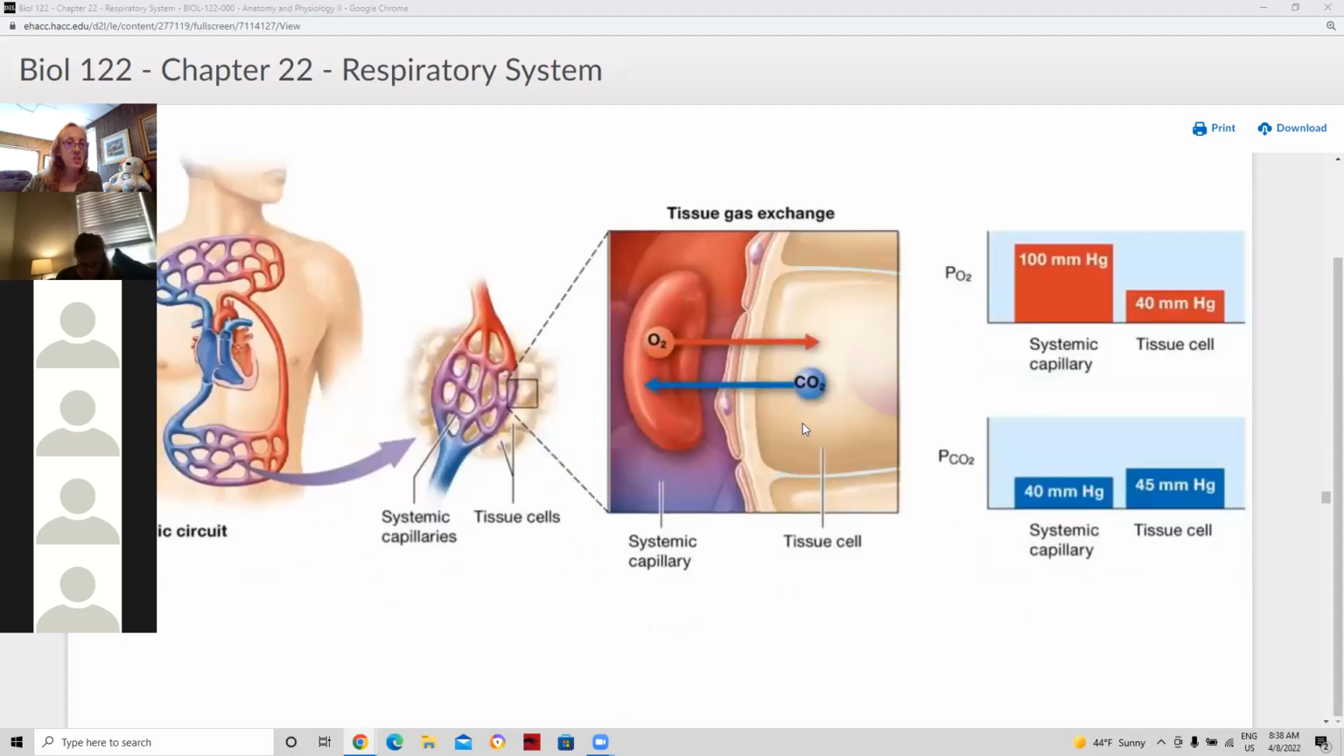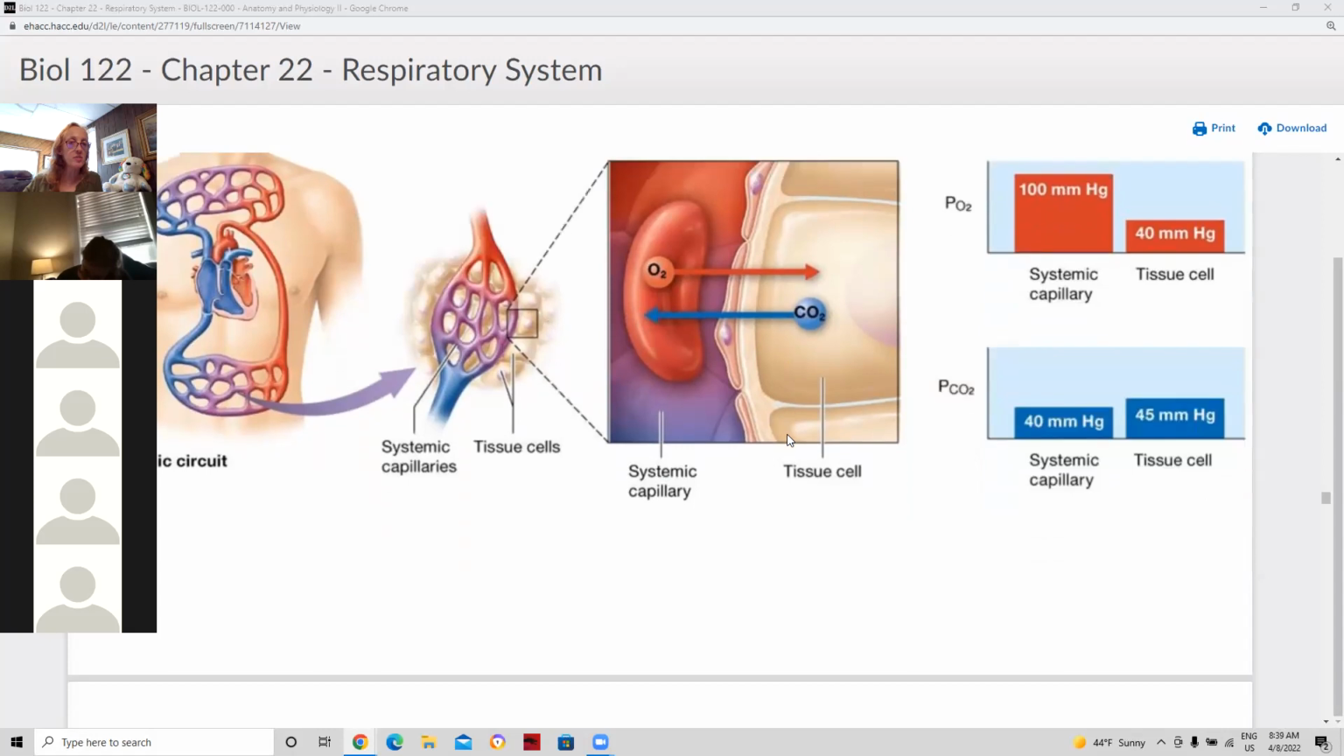So like all things, things are just flowing from a higher concentration to a lower concentration, and that's always dictating the way things are going to move. Wherever the concentration is highest, it's going to move from there down to where it's a lower concentration.